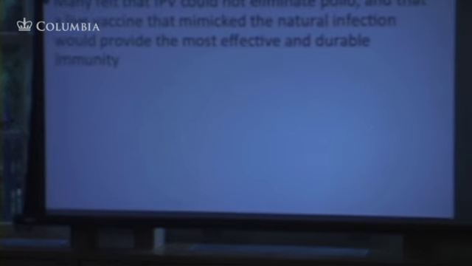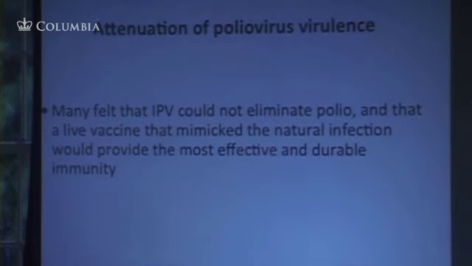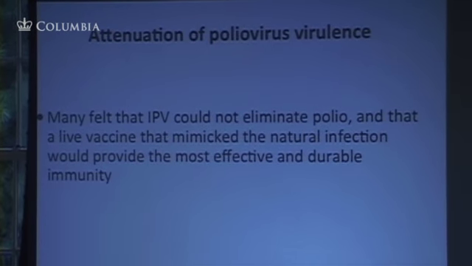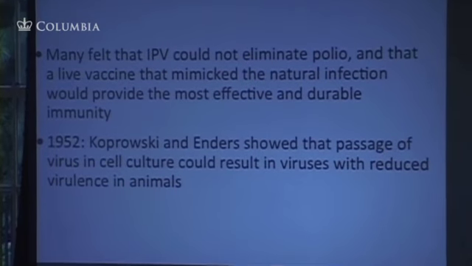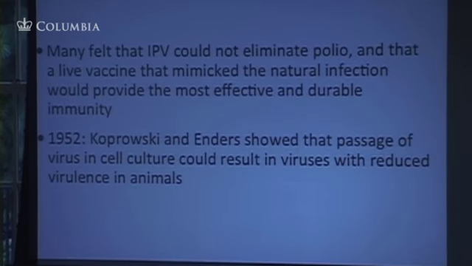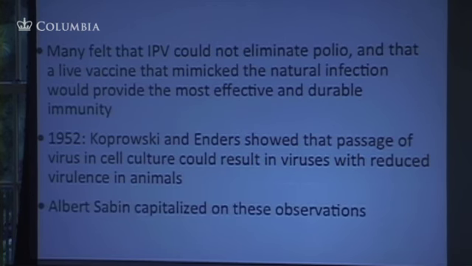But many people felt that this vaccine was not the one that was going to eliminate polio from the U.S. They felt that we needed a vaccine that would mimic a natural infection. And there was some data to support this. Hilary Koprowski and John Enders in the early 50s showed that if you took polio and just passed it in cell culture, from cell culture to cell culture, you could make viruses that had reduced virulence in animals. So the model used to study polio in these years was the monkey, various types of old world monkeys. And they could show just by growing the virus in cell culture that the virus would be less lethal for animals.